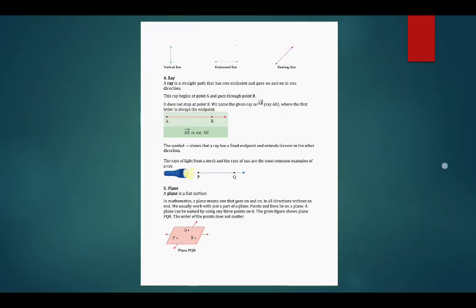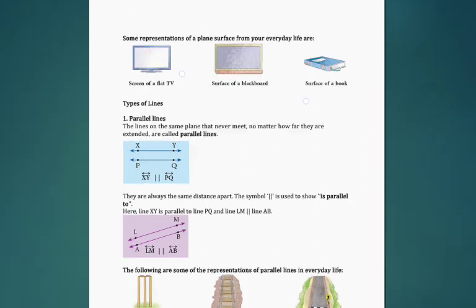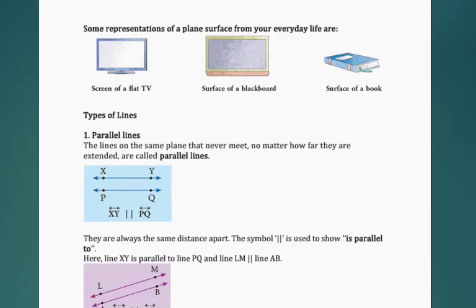Next, some representations of the plane surface from your everyday life. In your classroom, you have seen a blackboard. On the blackboard, you write some points, draw some lines, and draw some figures. So the blackboard is the best example of a plane.